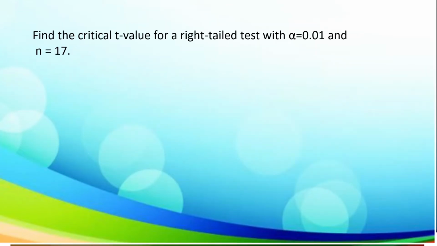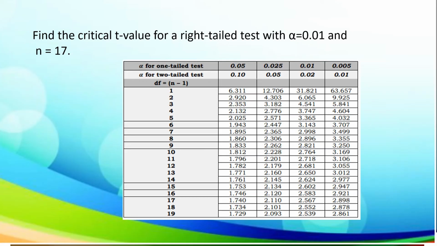Now let's try this one. Find the critical t-value for a right-tailed test with the given alpha of 0.01 and the sample size of 17. Using our t-table, let us determine the right-tailed test, which falls under a one-tailed test on our given t-table, and our alpha, which is 0.01, is located here.